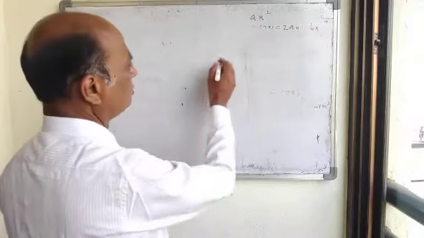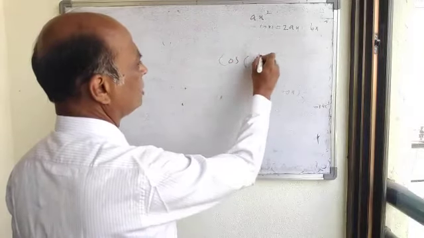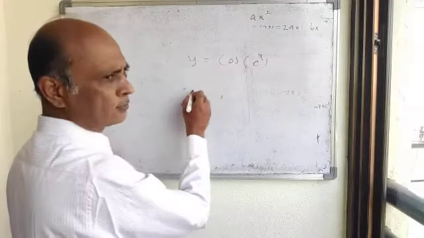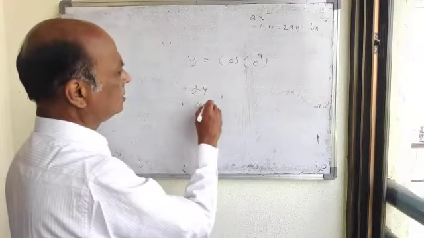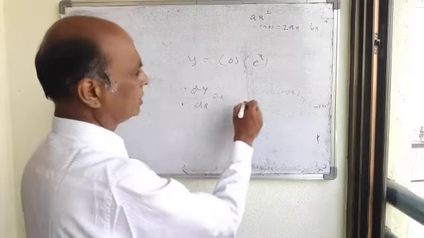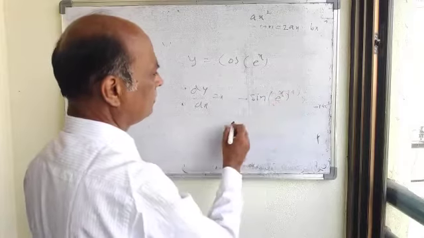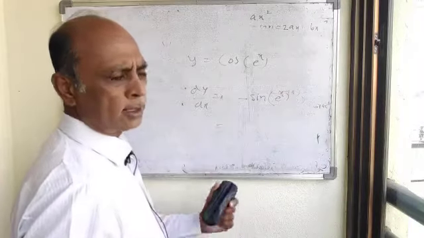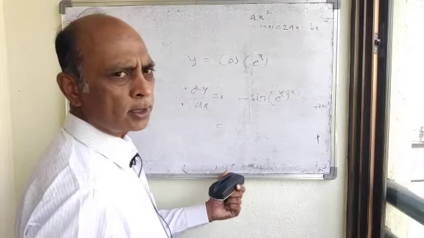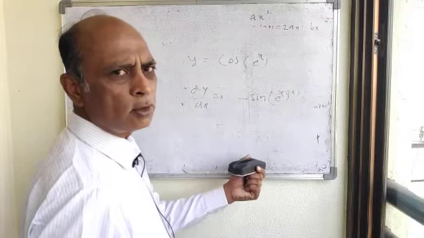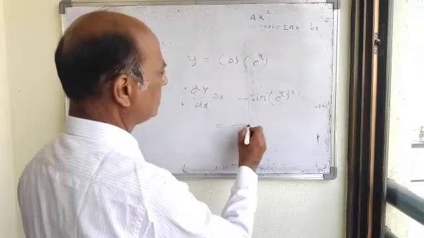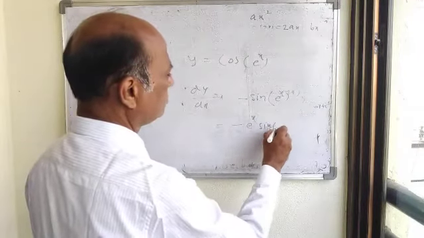Now cos of e to the power x. See, y is equal to cos of e to the power x. So dy by dx. Now what is the derivative of cos? Minus sine. So minus sine of this total term, e to the power x. Now all of you know that the derivative of e to the power x is e to the power x. So here we have to multiply by the derivative of e to the power x. So that is minus e to the power x sine of e to the power x.